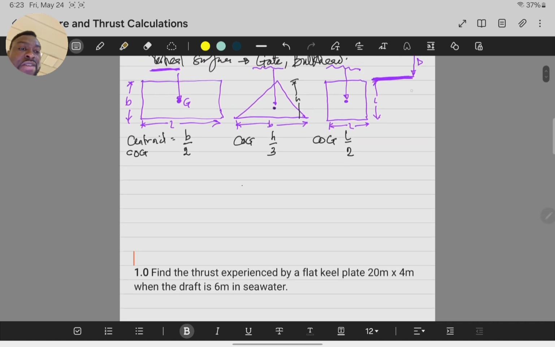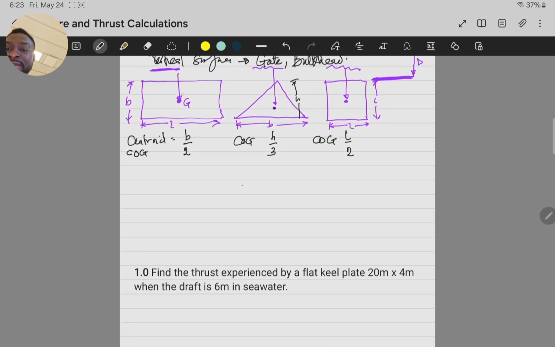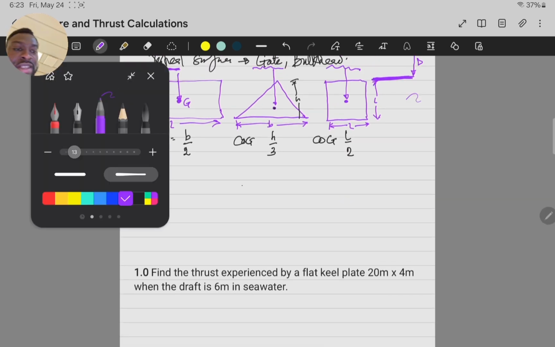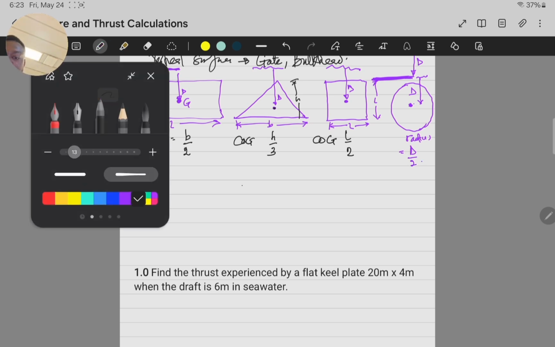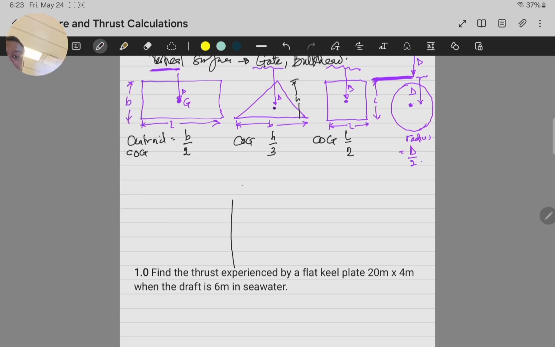And if it's a circle, so let's say our reference point is a circle, like a manhole, the center of gravity is going to be at the center, which is actually the radius. But also don't forget from the surface, so which is going to be the radius, or we can say diameter over 2, okay. That's number 2, second thing I want to point out.